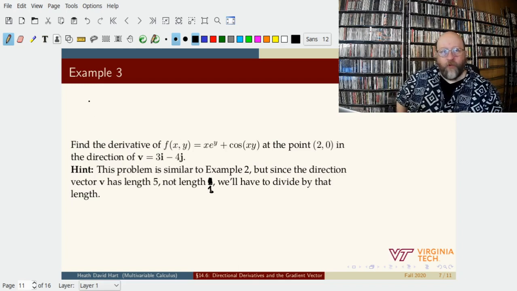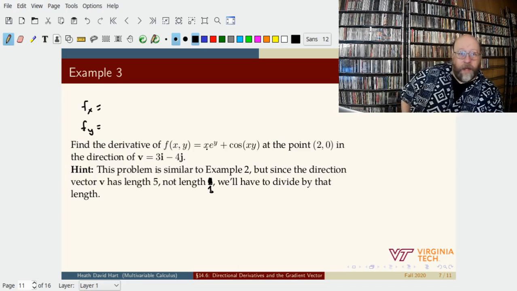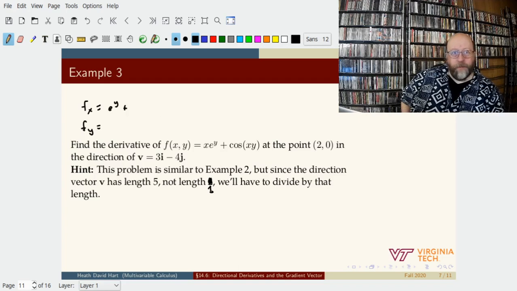We need the partial derivatives, fx and fy. The derivative here with respect to x is just e to the y. The derivative of x e to the y becomes 1 times e to the y. And then the derivative of cosine of xy is, the derivative of cosine is negative sine.